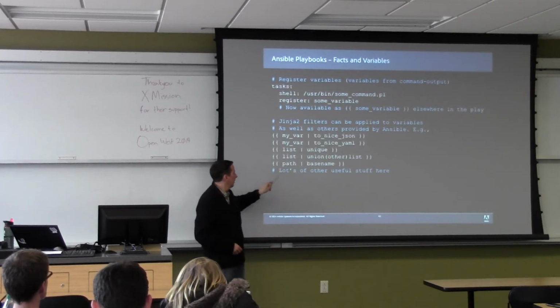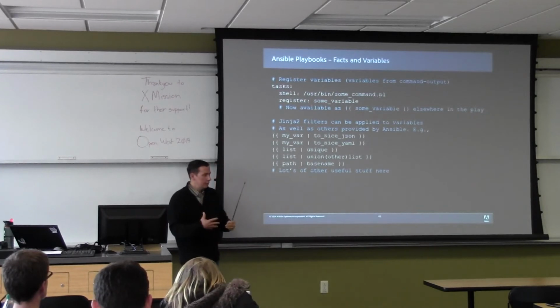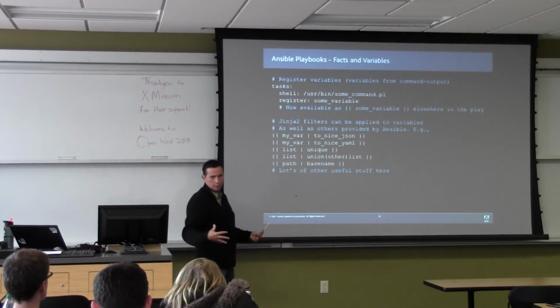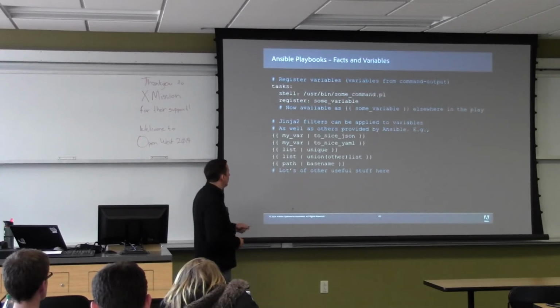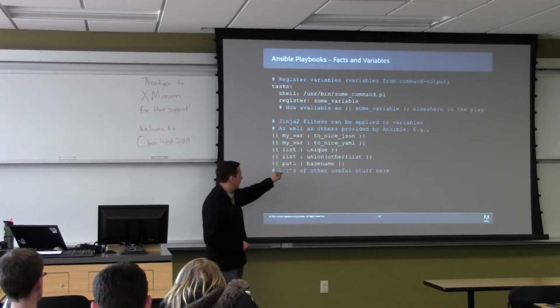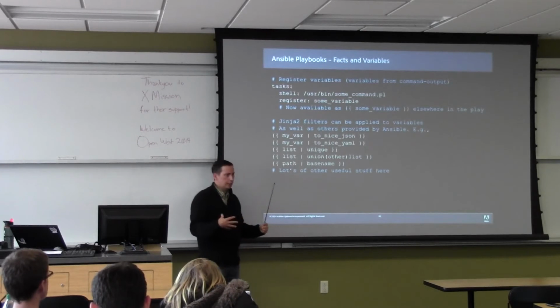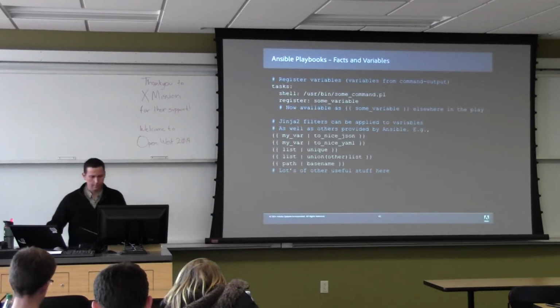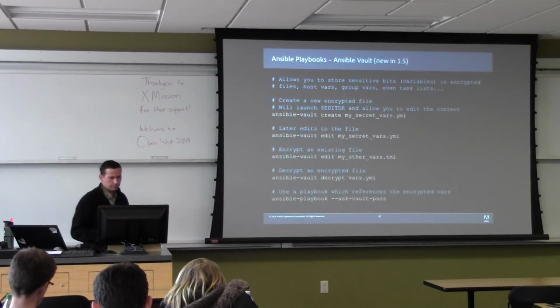Or the YAML. Variables can be scalar, they can also be arrays, lists, or they can be hashes, right? So you can have really deep and complicated variable structures that you can play with inside your playbooks. If you have a list, you pipe it through the unique filter and you get a unique list. And there's a whole bunch of other ones if you look at the docs that can be used.